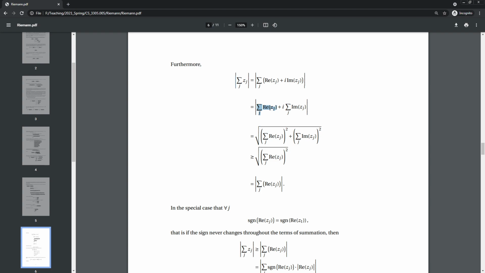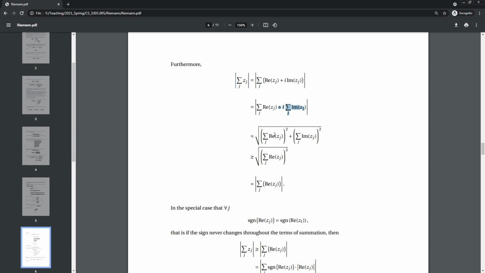Well now, this is the real part, right? All of these add up to compose the real part of z, of whatever this total sum is. All of these add up to compose the imaginary part of whatever all of these added up is. Right? And so this is the real part, and this is the imaginary part, the entire sum. Right? So then we use the Pythagorean Theorem, right, because of absolute value.